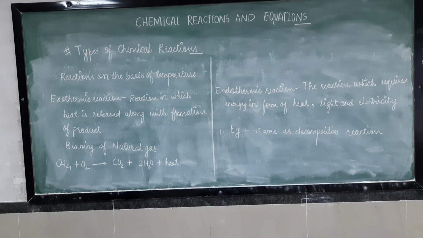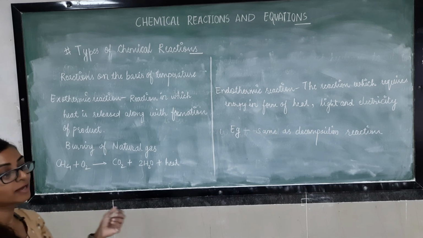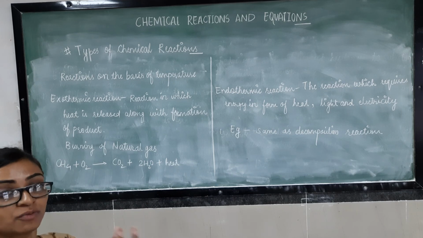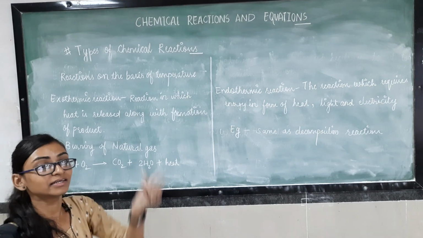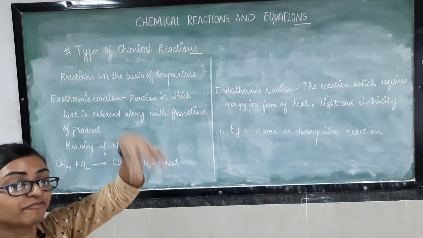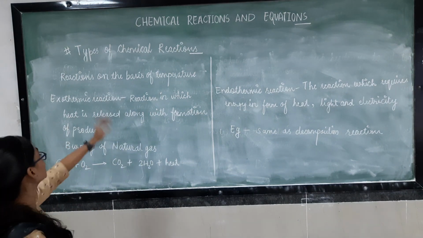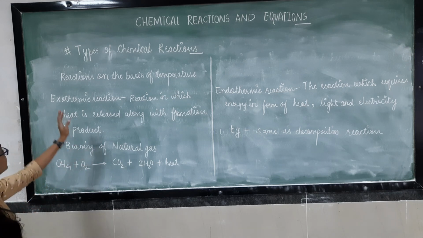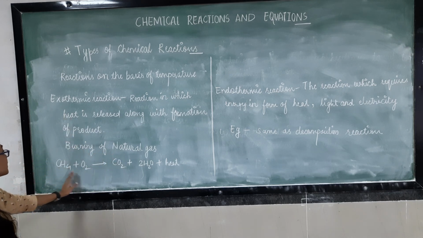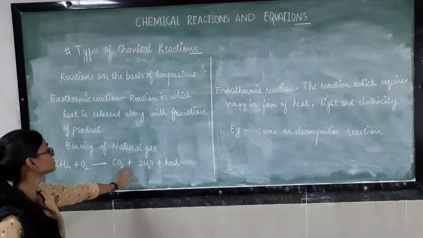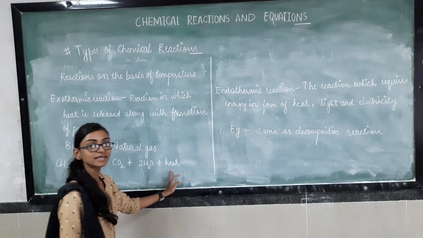Exothermic reactions are what? Reactions in which heat is released along with the formation of product. You have seen that heat is released, the temperature increases, the test tube gets hotter, and energy is released. We see gas is evolved. That type of reaction is called an exothermic reaction. What is an example of an exothermic reaction? Burning of natural gas. When CH4, methane, a natural gas, is burned in the presence of oxygen, it forms carbon dioxide plus water and releases heat.